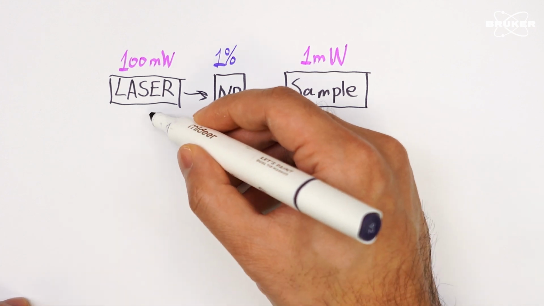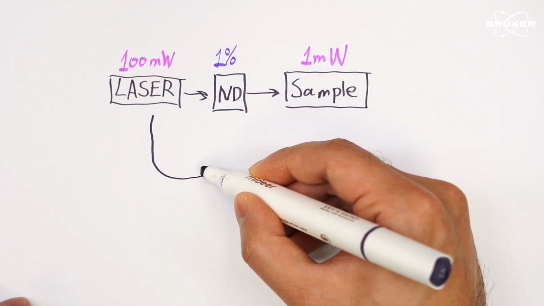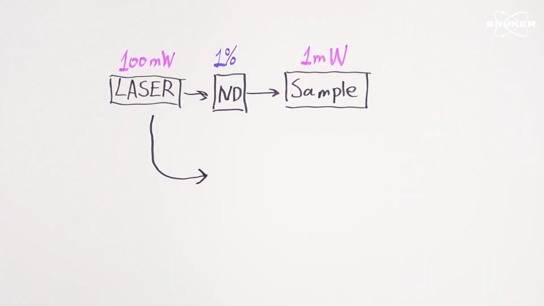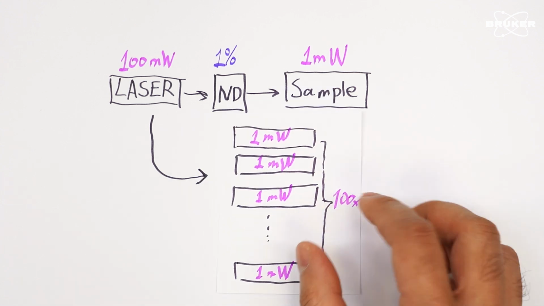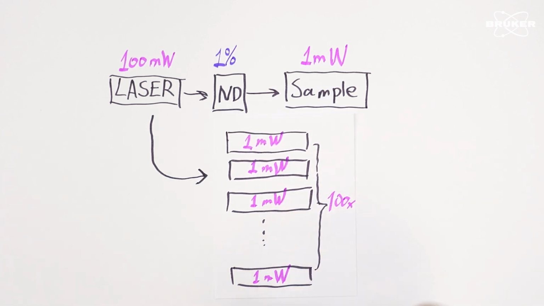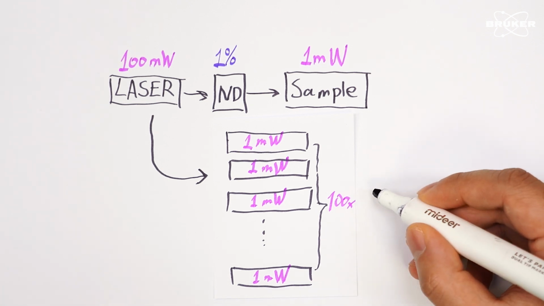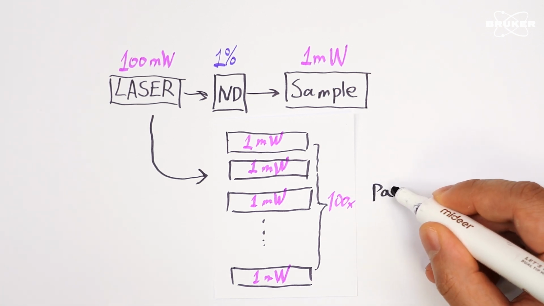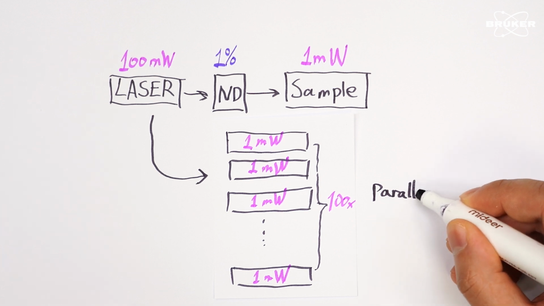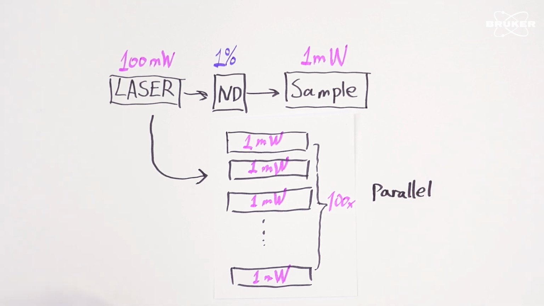So, what if we could spread the laser power over a larger area and collect Raman signals from multiple points simultaneously? By doing this, we could increase the number of laser photons hitting the sample and consequently collect more Raman scattered photons. This concurrent or parallel operation method is quite common in engineering.